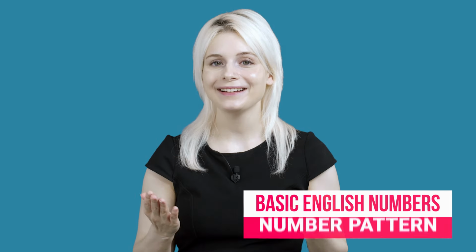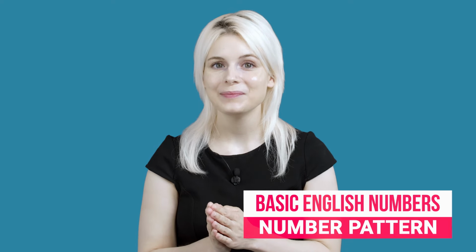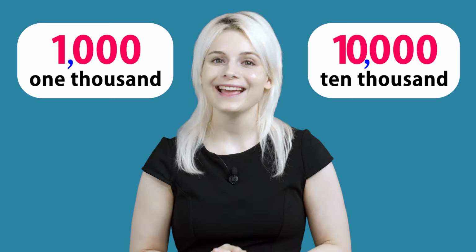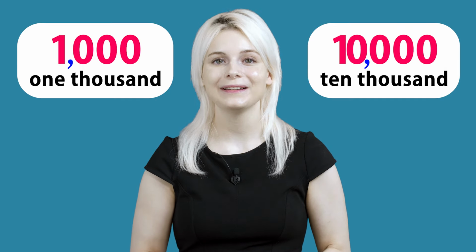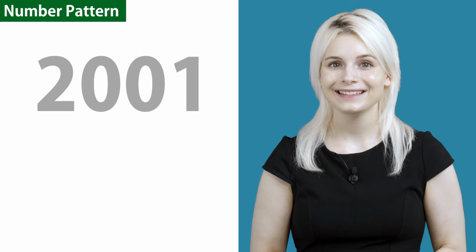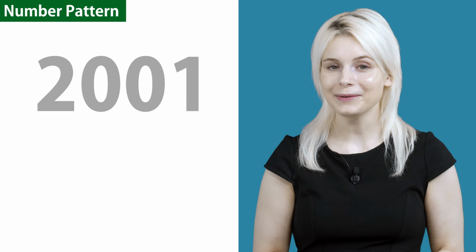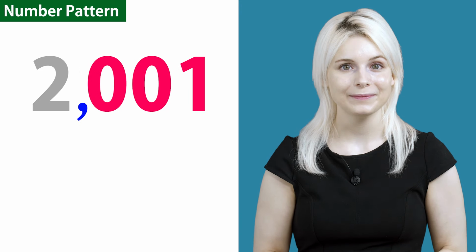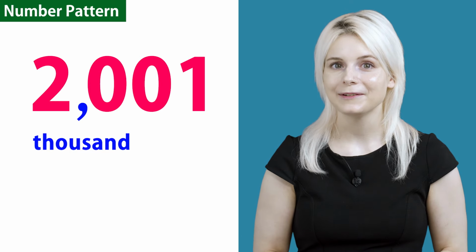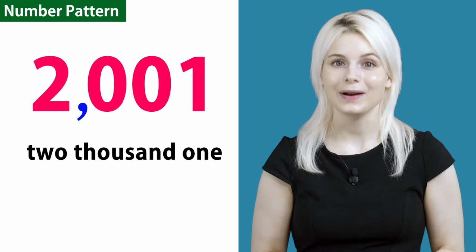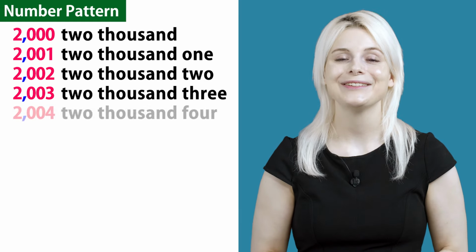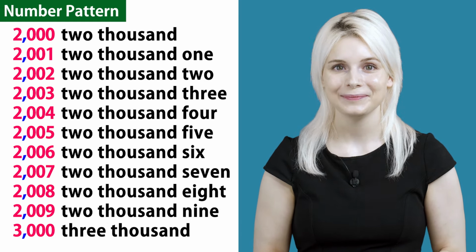Now, let's learn the pattern of how to say every number between 1,000 and 10,000. Again, I will not say every number, but I will help you to learn the pattern. Let's start with this number. First, let's add the comma. 3 from the right, 1, 2, 3, comma. So now we know it is 2,000. And simply 1. 2001. Next would be 2002, 2003, 2004, and so on.